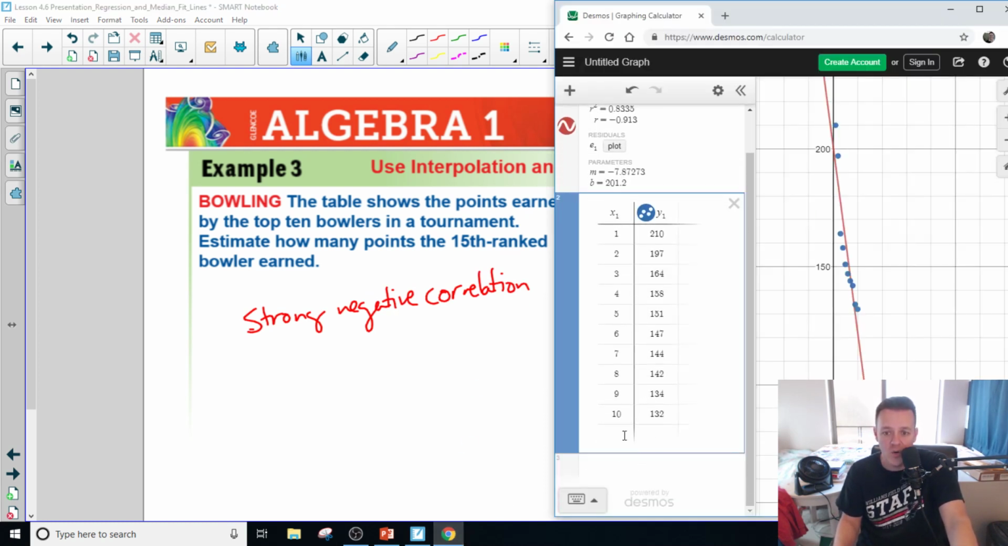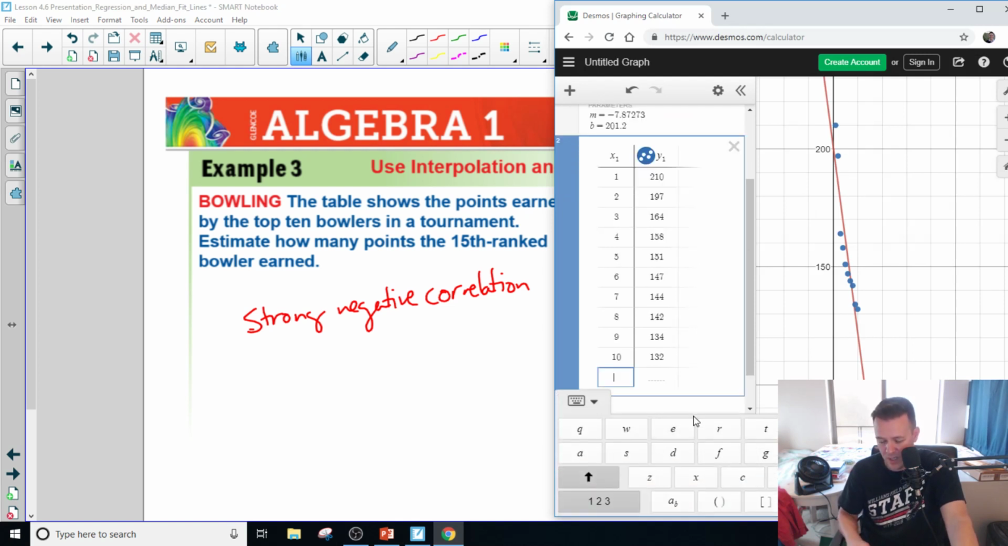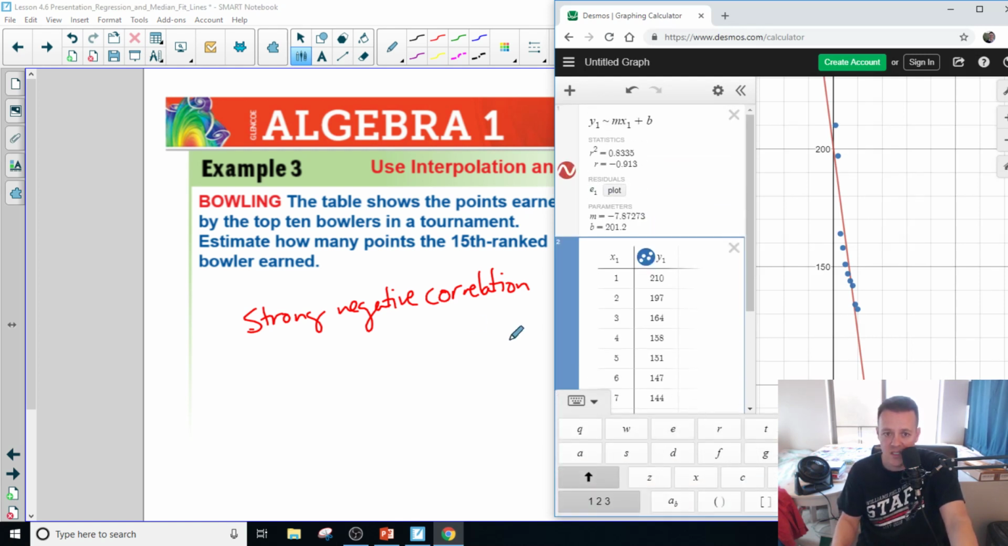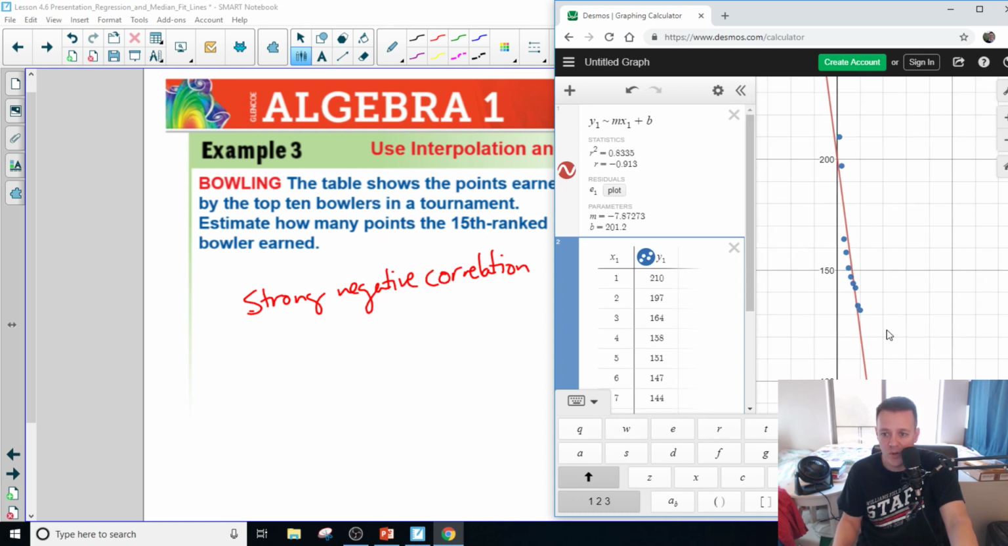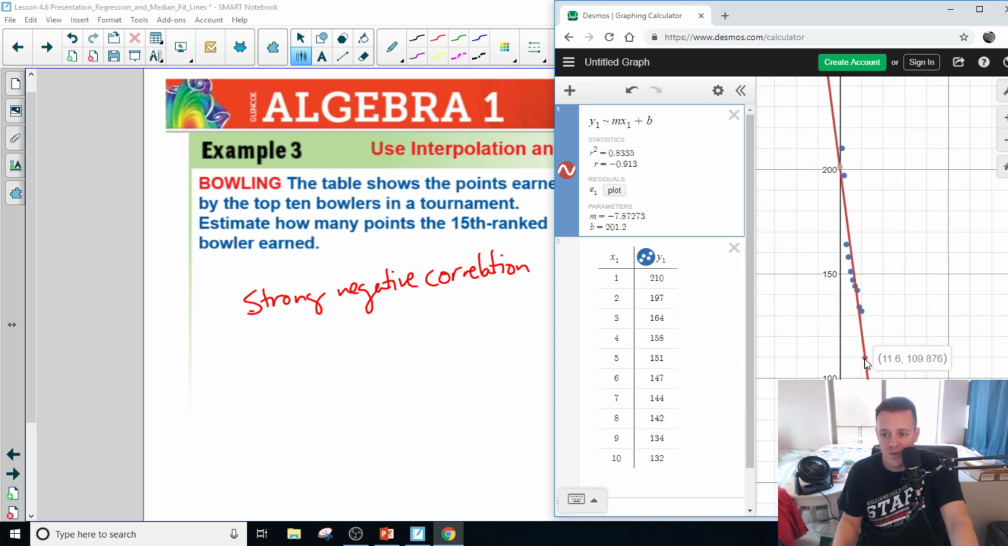Now, one cool thing, I believe this might work, it may not, is it's going to ask us to estimate how many points the 15th ranked bowler would earn. What you can do, as we talked about before, now that you have your line of fit, is drag along the line here. We get to number 15. Come on. The estimated points would be 83.1.